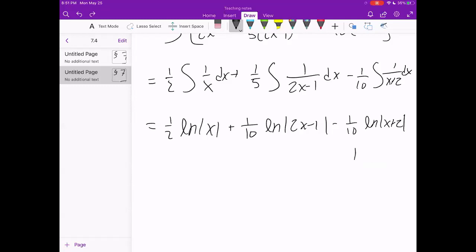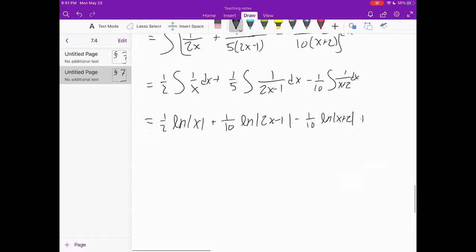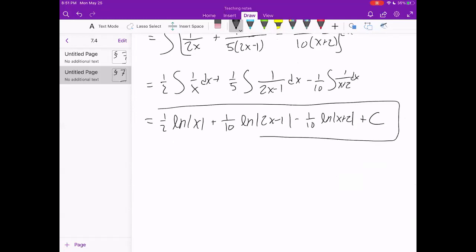In fact, let's just make the page a little bigger. And I'll write my plus c there. And that is my answer.